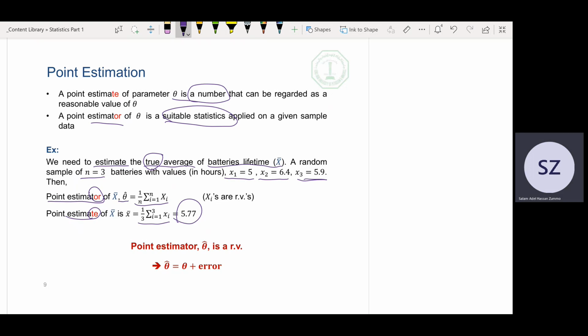So now if I collect another 3 samples, what do you expect? Will you get the same estimate? Most likely no. You will have 3 different batteries, probably 5.7, 5.8, 5.2, whatever. So every time you collect new samples, you will end up with a new estimate. However, you are using the same estimator. The estimator is an operator, an equation that you use to calculate the estimate every time you collect samples.